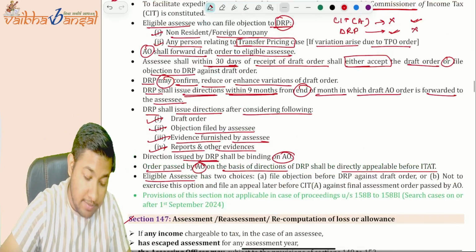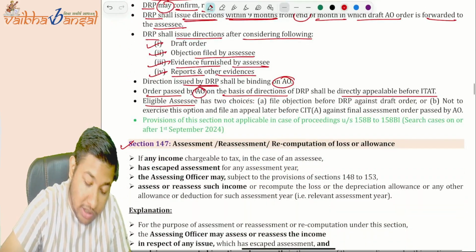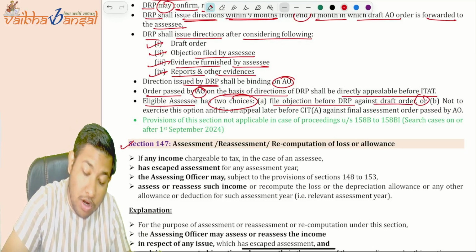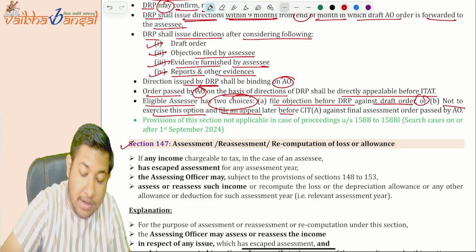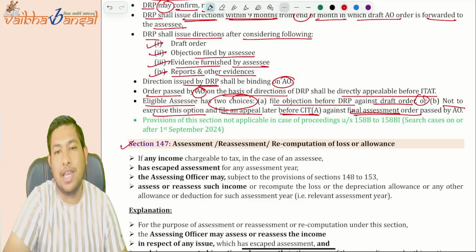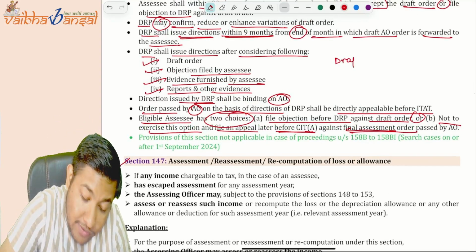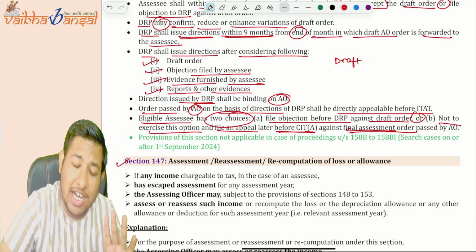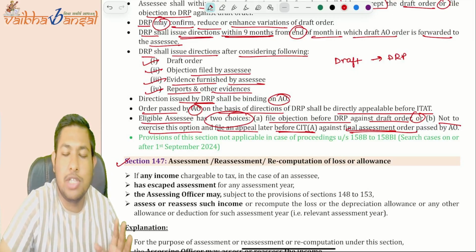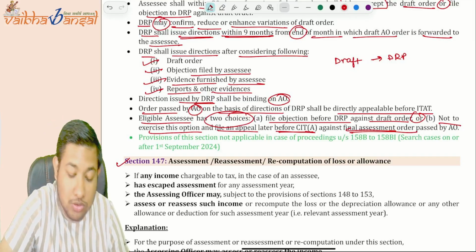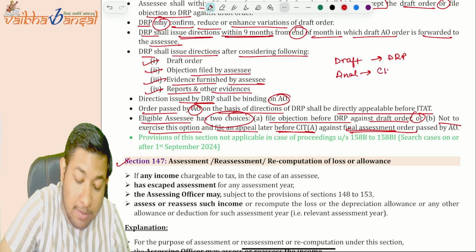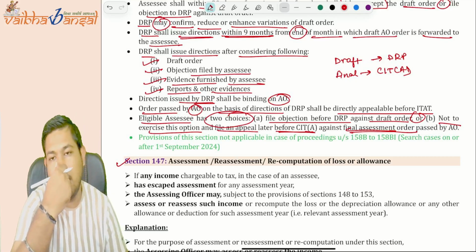Now, the eligible assessee has two choices: file an objection before the DRP against the draft order, or not exercise this option and file an appeal later to the CIT appeals against the final assessment order passed by the AO. See, the AO passed a draft order. If you are aggrieved by the draft order, you can go to the DRP. But suppose the AO has issued the draft order and you have said nothing, so the AO will pass a final order. This final order can be appealed in the CIT appeals.